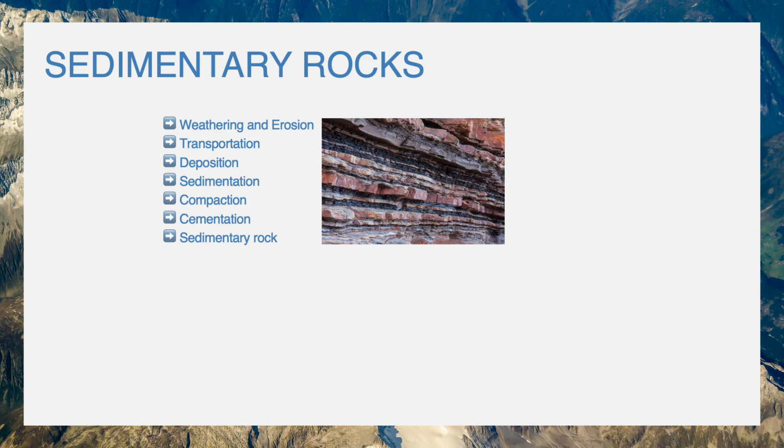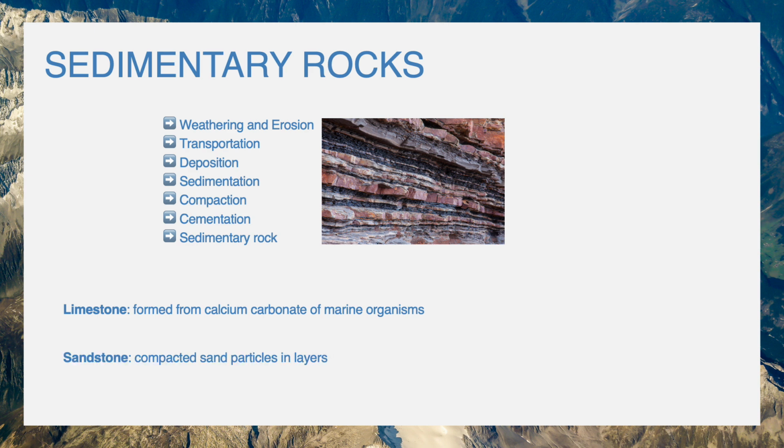Limestone often forms from the calcium carbonate remains of marine organisms, such as shells and skeletons. Sandstone, like the name says, usually forms from compacted sand particles, and shale forms from very fine clay or mud particles that are compacted into layers. Sedimentary rocks often have visible layers called strata and may contain fossils.